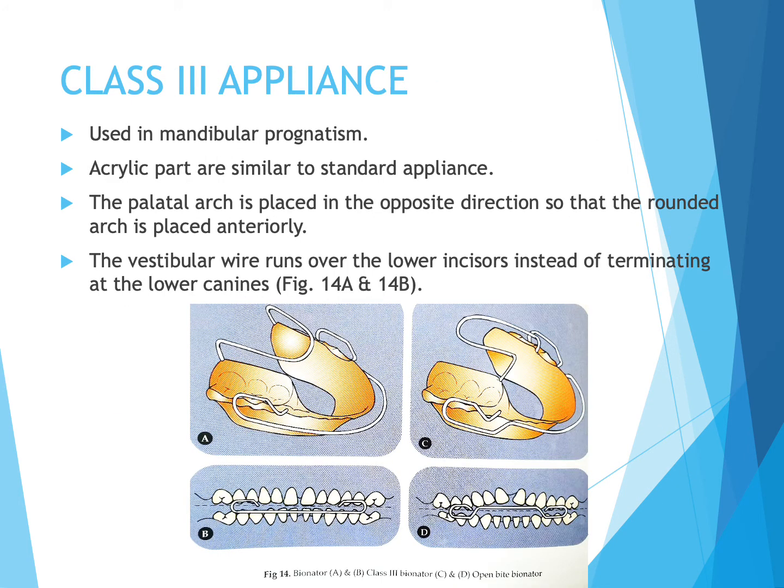This is the second type of Bionator. The Class 3 appliance is used in mandibular prognathism. The acrylic parts are similar to the standard appliance. The palatal arch is placed in the opposite direction so that the rounded arch is placed anteriorly. The vestibular wire runs over the lower incisor instead of terminating at the lower canines.